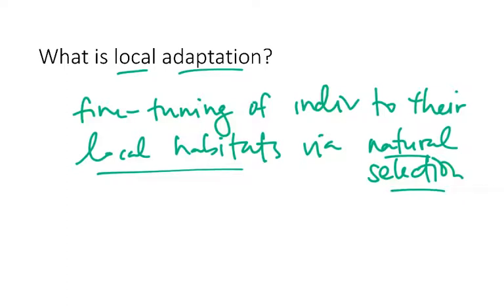So remember, in the past, we've talked about the differential effects of drift versus selection. Drift is causing non-adaptive changes, whereas selection is causing adaptive changes. So here we're talking about genetic changes that are occurring in different populations that are living in different unique local habitats, and this is all occurring through this process of natural selection.